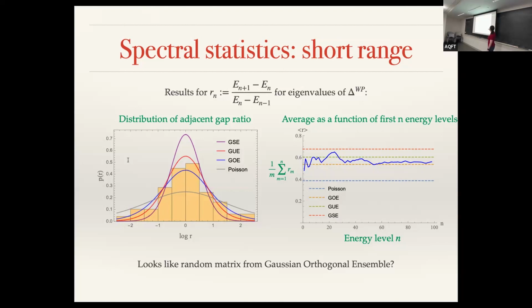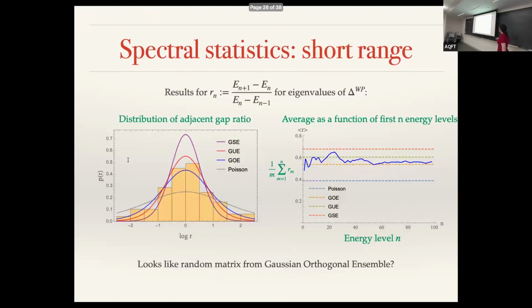And here I plotted n from 0 to 100, and also compared the average you would get from various random matrix ensembles. And again, the number of eigenvalues is not so great to say anything very definitively, but it looks like perhaps it's not inconsistent with statistics that you would expect from something in a GOE universality class. I won't say anything more definitive than that, but I wouldn't say that you can rule it out.